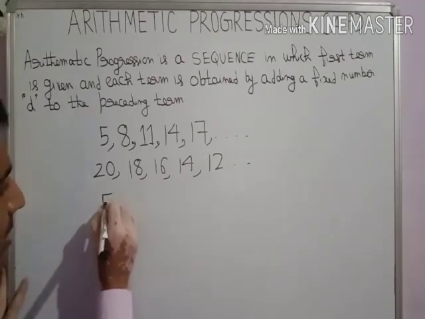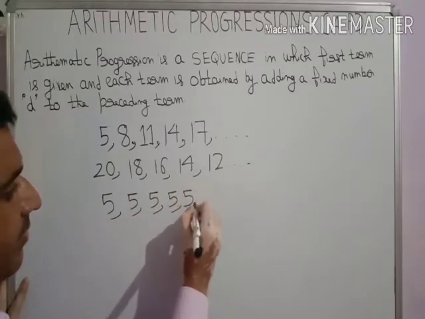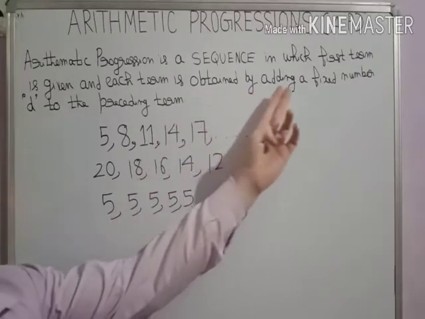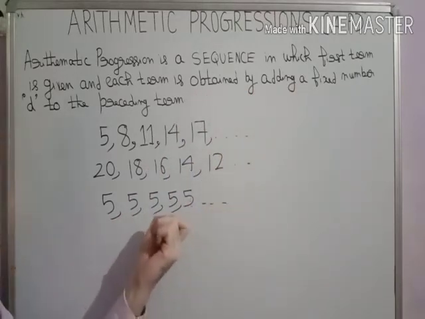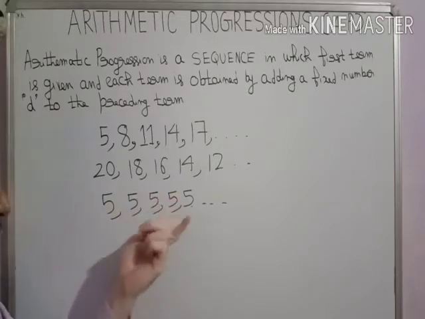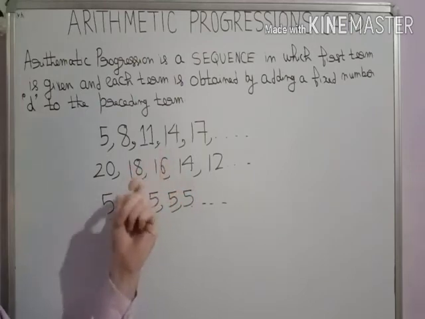or it can be constant. Suppose I write like this: 5, 5, 5, 5, 5. And you can say, sir, here it is written by adding a fixed number, so what is the fixed number here? The fixed number is 0. 5 plus 0 is 5, 5 plus 0 is 5. It goes like this only. It can be like this, it can be like this, or it can be like this.